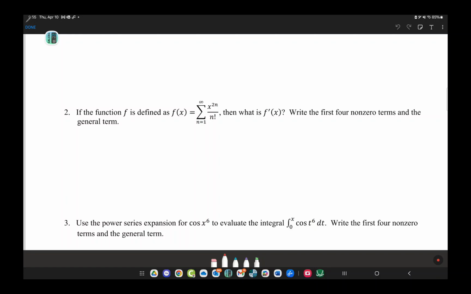Let's look at this question. The function f defined by f(x) is this, right? What are the first four non-zero terms? Just find the first four non-zero terms here. This is the last one, 10.15, number 2.